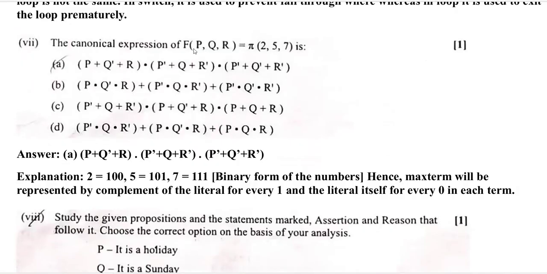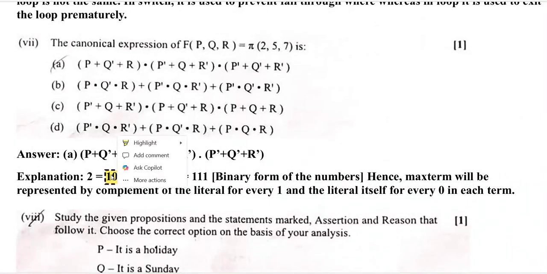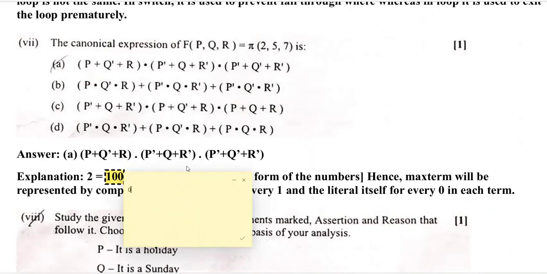Boolean function f(p, q, r) having the literals p, q, r is Pi 257. You have to get the canonical value. So the correct answer here is option A. Why? So 2 is a decimal value, having binary form, sorry, here it will be binary form 010. It is mentioned wrong; this is incorrectly given. This should be the correct one. Here the correct answer would be 010.